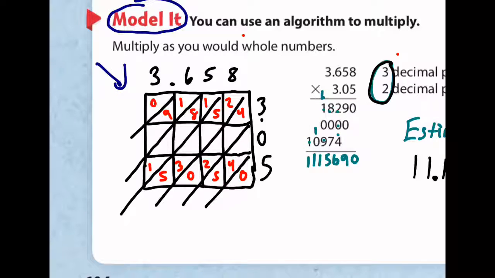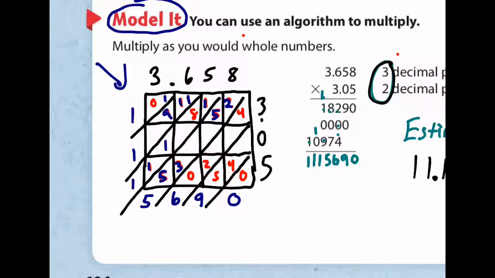But now, I'm going to add up my diagonals. So I get 0, 9, 6. So this is 5 plus 3 is 8, plus 5 is 13, 14, 15. Right, the 5, carry the 1. So 1 and 1 is 2, 3, and 8 is 11. I have 9, 10, 11, and 1. So notice I get the same digits, the 1115690.